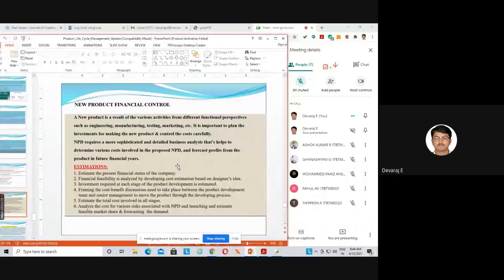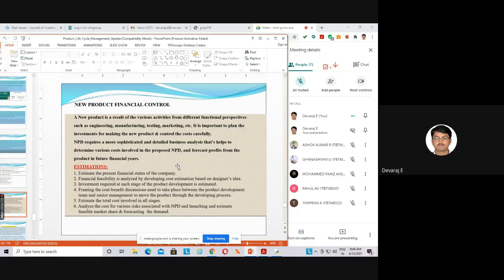Financial control: how we can control the finance in the company. When you want to develop a new product, you should go for a balanced target book. I am telling you these things for this class. By using this balanced target book, we can control the cost of new product development. So when you want to develop a new product, how can you control the money?